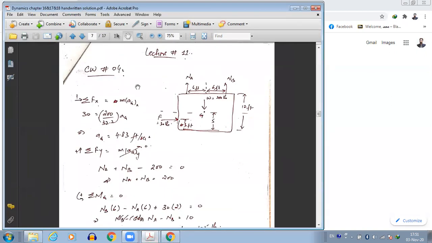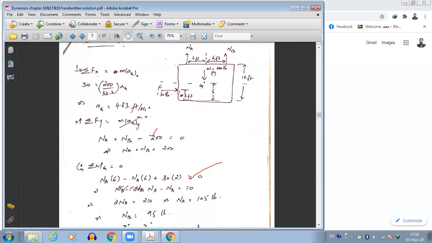So we can have summation of Fx equals m a Gx. Again, we have only the force applied by the man over the door here, so it will be m a G. So we're going to get a G. Once we have that, we can take the summation of Fy equals 0 because there is no motion in the y direction. So we'll have NA plus NB minus weight equals 0. So we got these two equations here. Again, we got a G, but NA and NB are unknown.